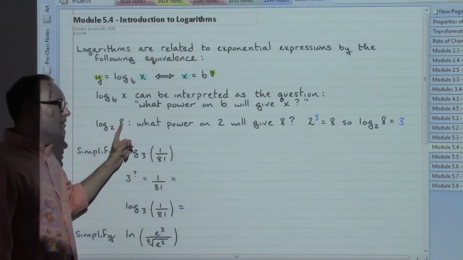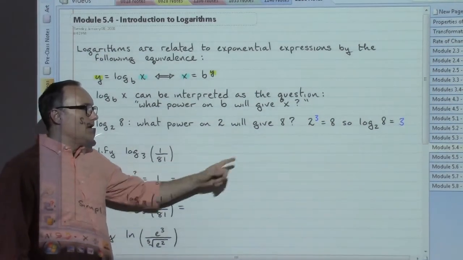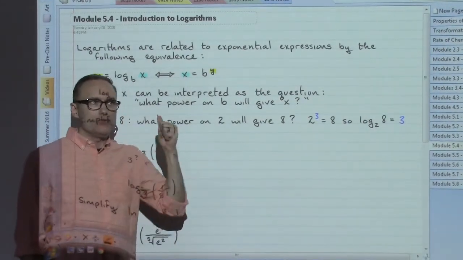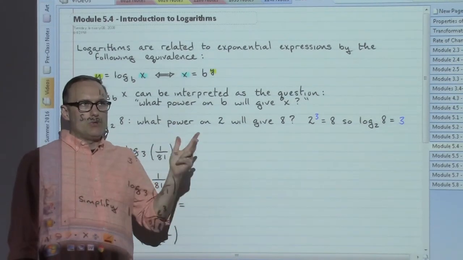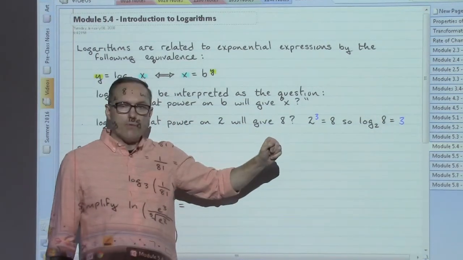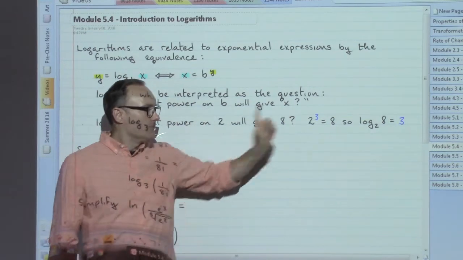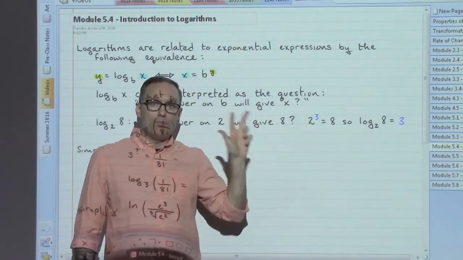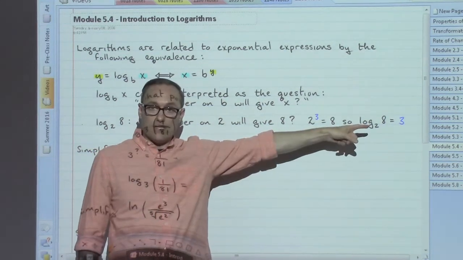Log base 2 of 8. So what power on our base 2 is going to give us an 8? 2 times 2 is 4, and times 2 again is 8. Oh, there we go. 2 to the third power. So what power? Third power. The log base 2 of 8 would be equal to 3. It's what power? Third power? That's the answer.